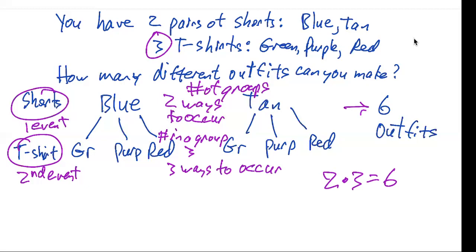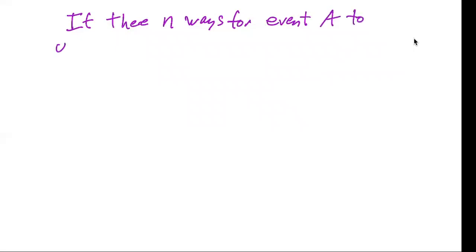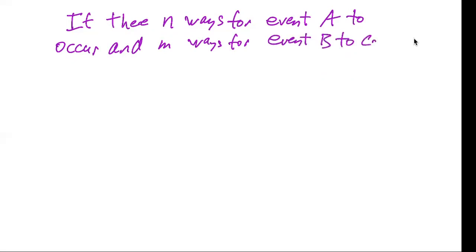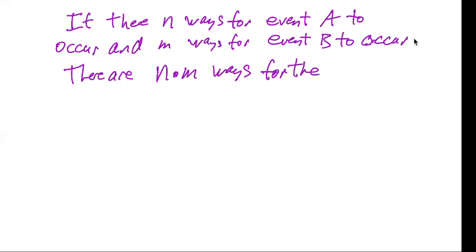With this demonstration, it means, I'm going to paraphrase, if there are n ways for event A to occur, in this case, the shorts, and m ways for event B to occur, there are n times m ways for the total to occur.